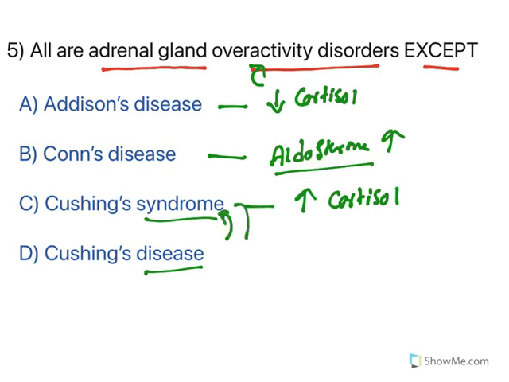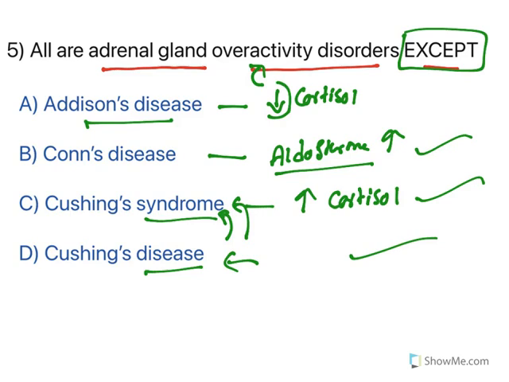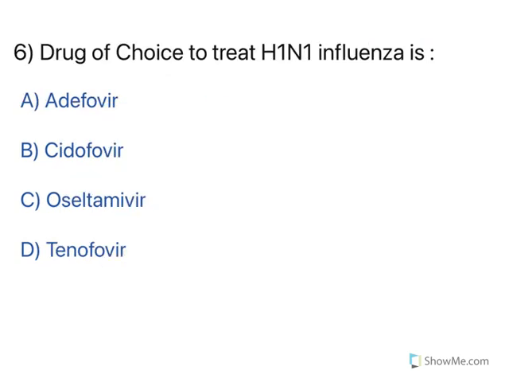When multiple symptoms are there, then it becomes a syndrome. Otherwise, a single kind of symptom will be there. So, the answer for this question is except, see, all of them are hypersecretion of the adrenal gland. Only Addison's disease is because of reduced secretion of cortisol. So, option A is correct. Moving to the next one.